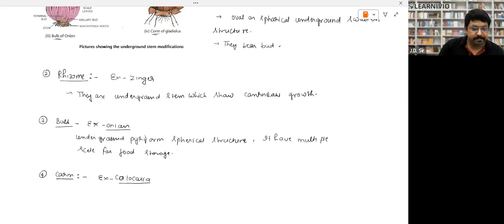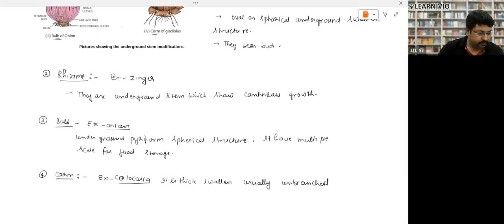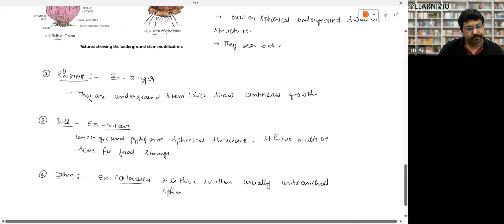So this is colocasia. It is thick. You have to remember which is the rhizome. Examples are more important. This is very important for NEET as well. Sometimes they come under match the following. It is thick, swollen, usually unbranched, spherical or subspherical structure.